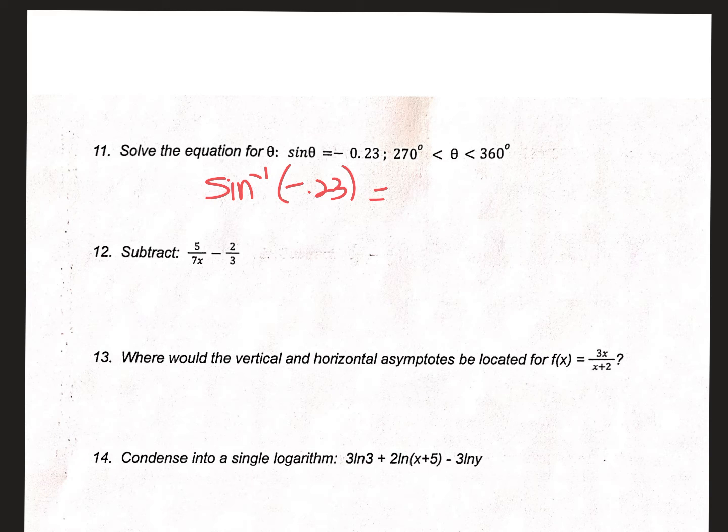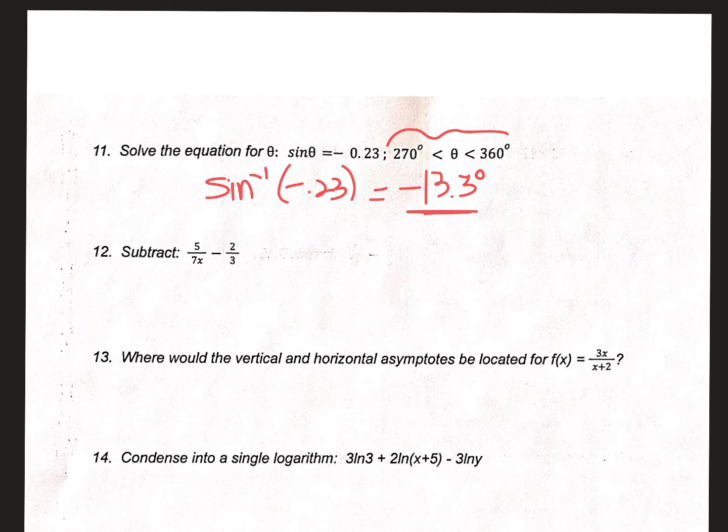Oh, by the way, before you do that, make sure your calculator is in degree mode. I just punched that one in and I got negative 13.29 or negative 13.3 degrees. Now, that's kind of the correct answer, but remember, if you're doing inverse sine, your answer has to be between negative pi over 2 and positive pi. Well, put it this way. Your answer's got to be between 270 and 360, which is the fourth quadrant.